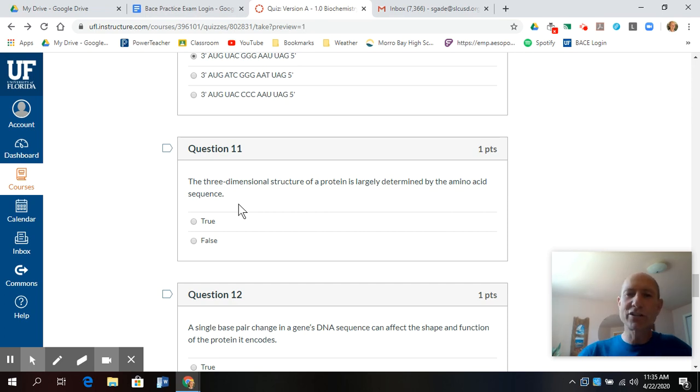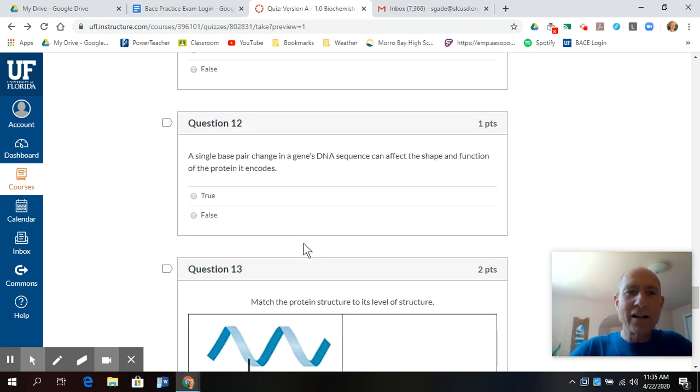The three-dimensional structure of a protein is largely determined by the amino acid sequence. You bet your bippy it is. A single base pair change in a gene's DNA sequence can affect the shape and function of the protein it encodes. A single base pair? Yeah, that's right. That's called a single nucleotide polymorphism, and lots of times it doesn't make a difference, but sometimes it does.